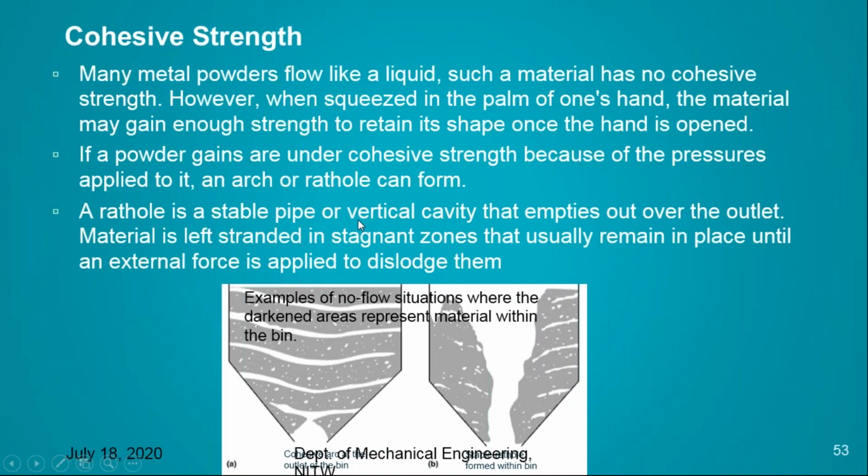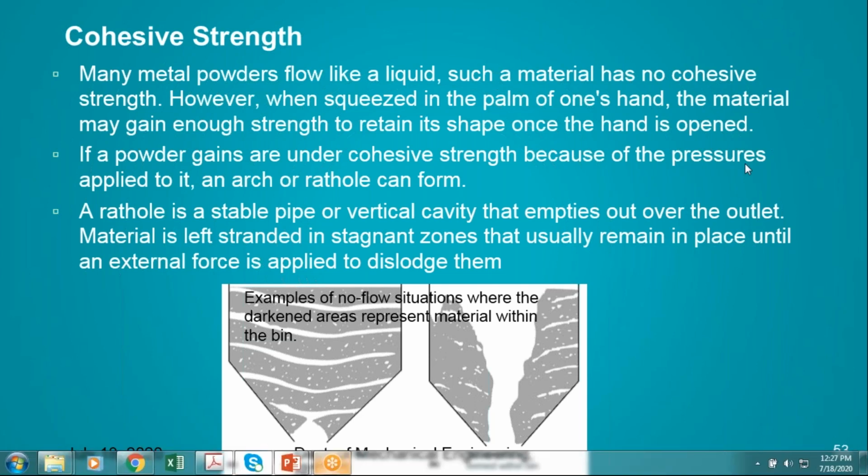Coming to another characteristic, what characteristics do we expect in powder particles? Cohesive strength is an important aspect of powder particles. Many metal powders flow like a liquid, and such materials have no cohesive strength. However, when squeezed in the palm of one hand, the material may gain enough strength to retain its shape once you open the hand. That gives us the cohesive strength of the powder particles.